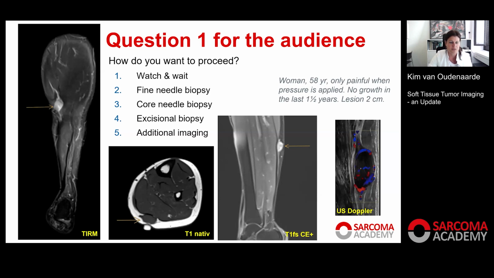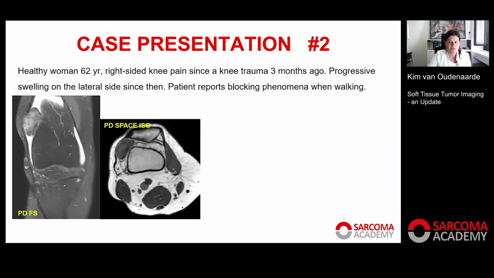So we see this high signal intensity in the T2 fat suppressed image, T1 isointense, after gadolinium solid enhancement of the lesion, and also internal vascularizations are seen in the Doppler ultrasound. So let's see the answers, if that's possible. Indeed, most of you would perform a core needle biopsy here. Very good. We move on to the second case.